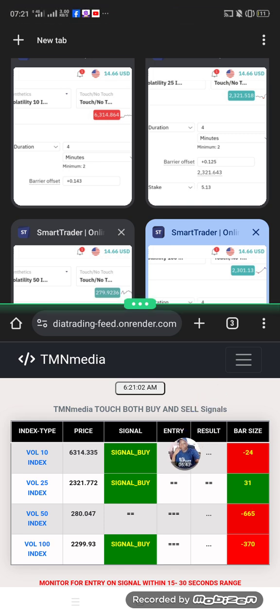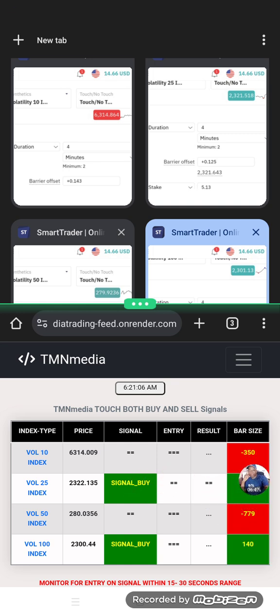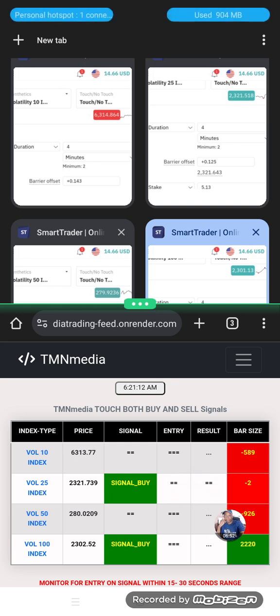So right now, what it means is that when this guy is green, this guy is also going to be green for it to give you an entry.